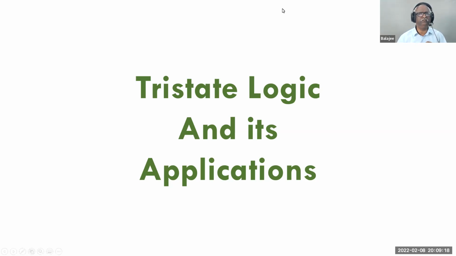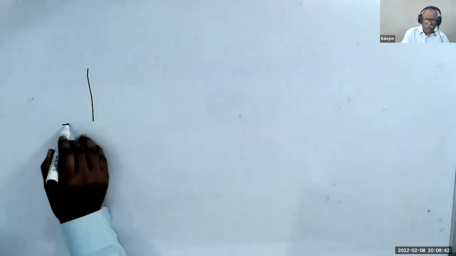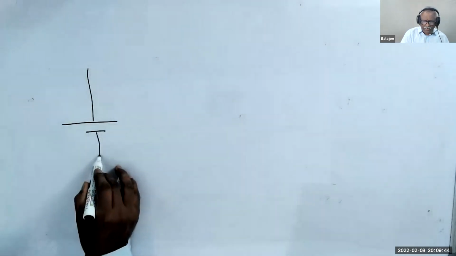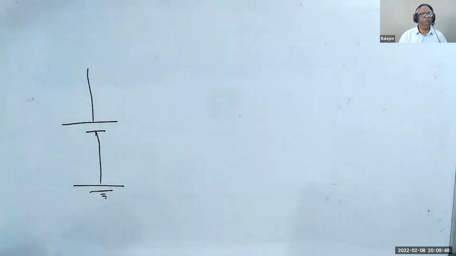What is this? Let's get it. It's a very simple electrical principle. We all know the electrical principle very well. So I have a battery and I have a ground. Negative is connected to ground.